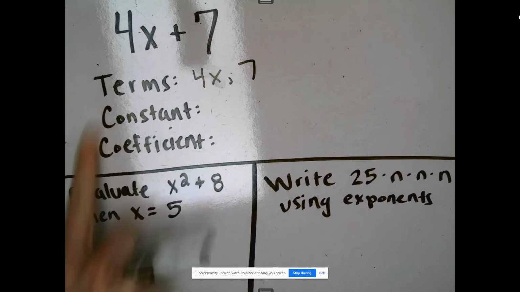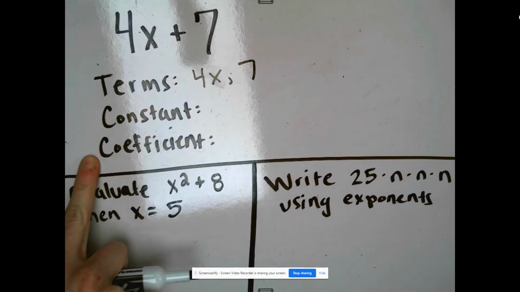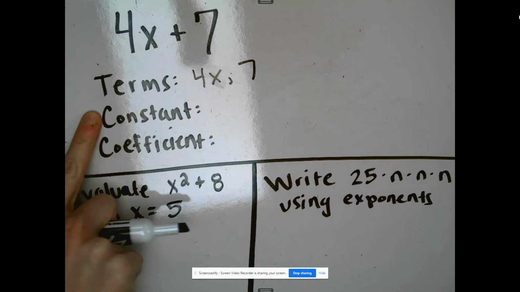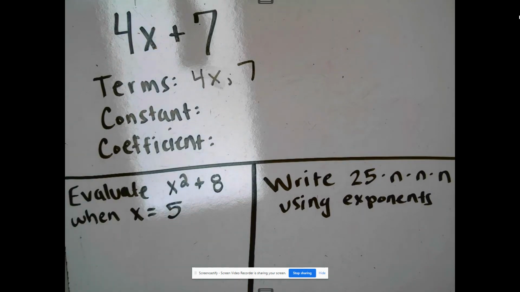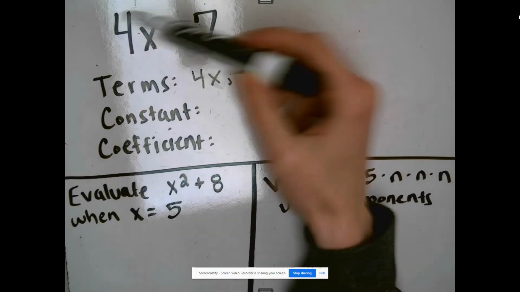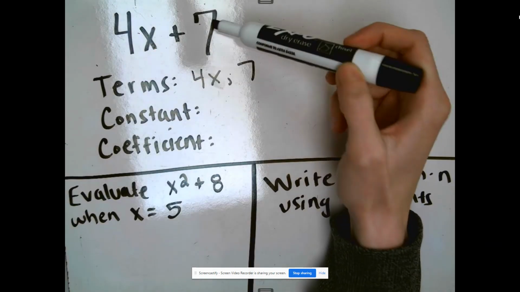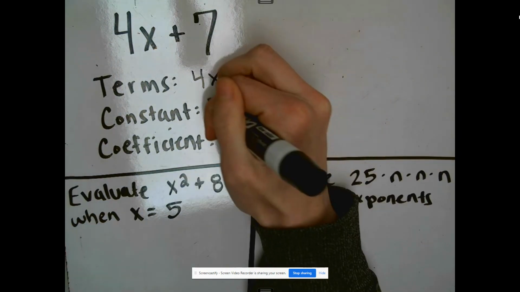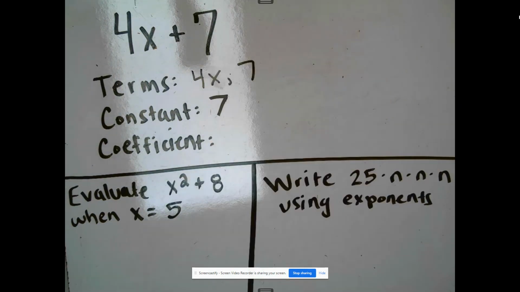Now, constants and coefficients often get mixed up. The constant is the number or the numbers that are simply numbers. They don't have any variable attached to them. So x is our variable, so we know that the 4x is not a constant. The 7 has no letter, no variable attached to it, so our constant is 7. Sometimes you'll have a constant and sometimes you won't. Sometimes you'll have multiple constants. So just make sure you really understand what a constant is before you start working on these types of problems.